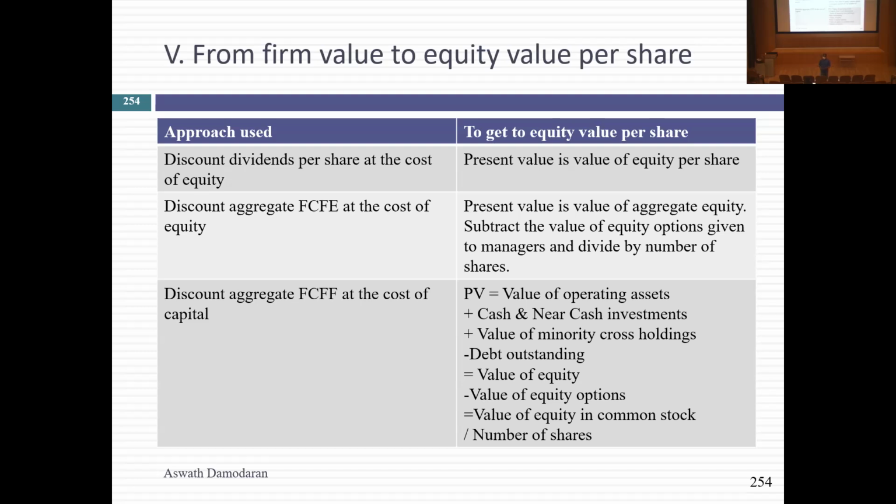You have 100 million shares, and the value of equity is $1 billion. And I ask you, what's the value per share? We take the billion, divide by the 100 million, and come up with $10 per share.